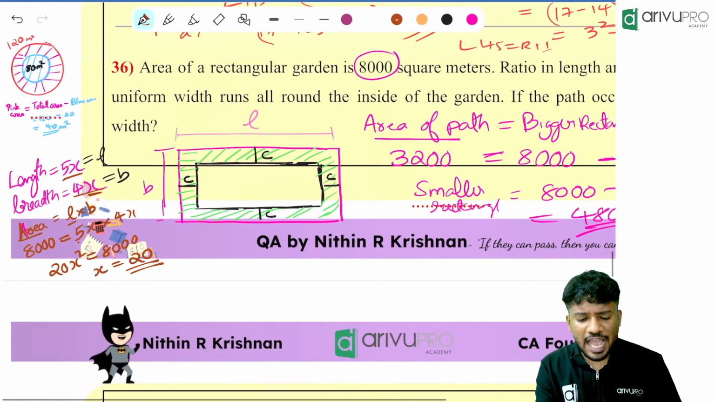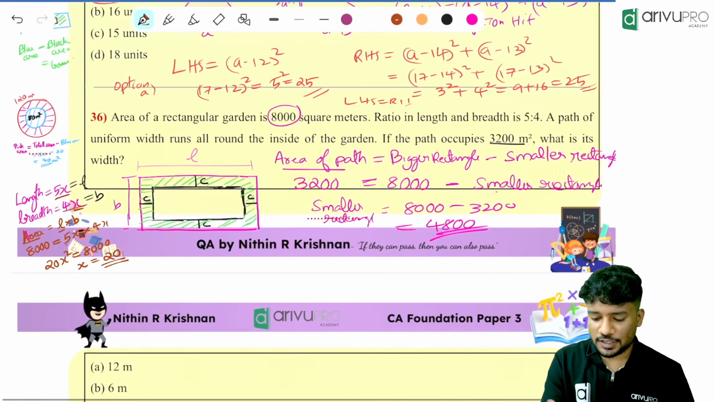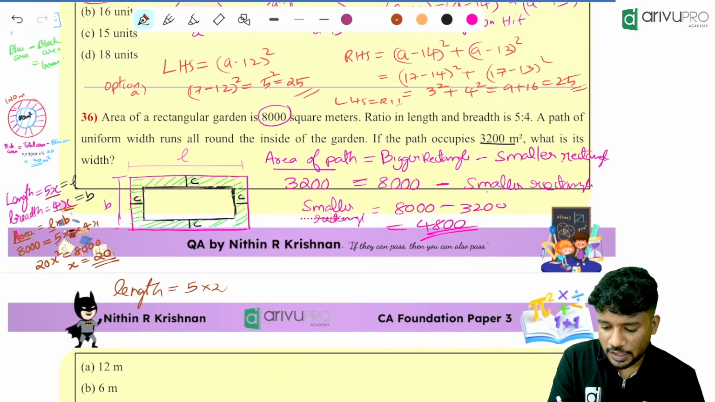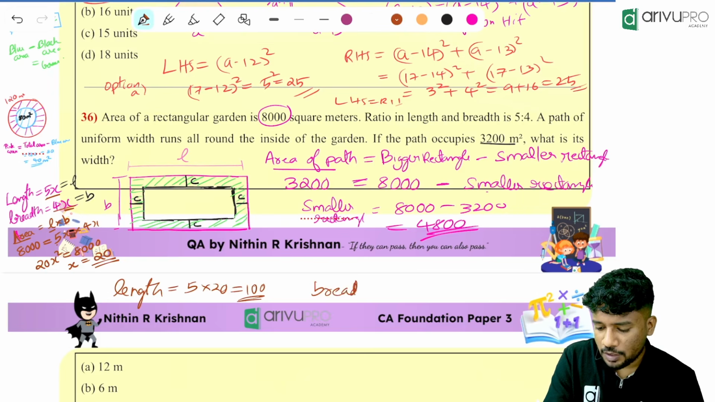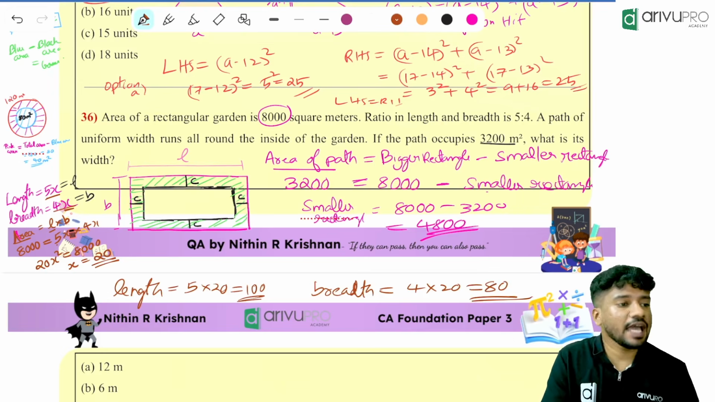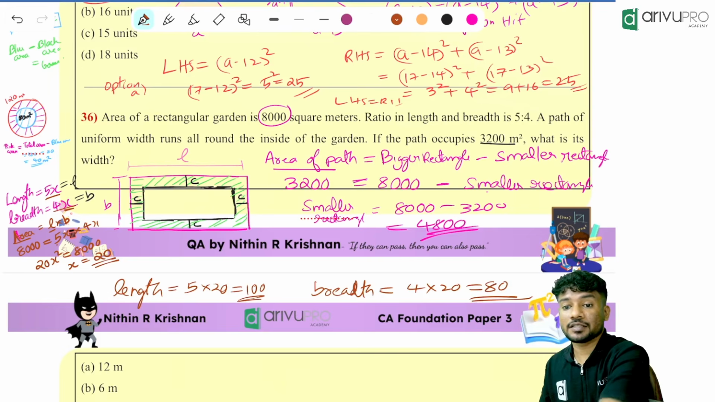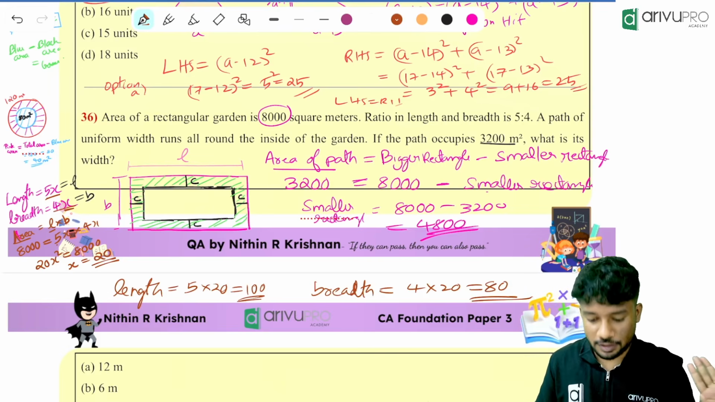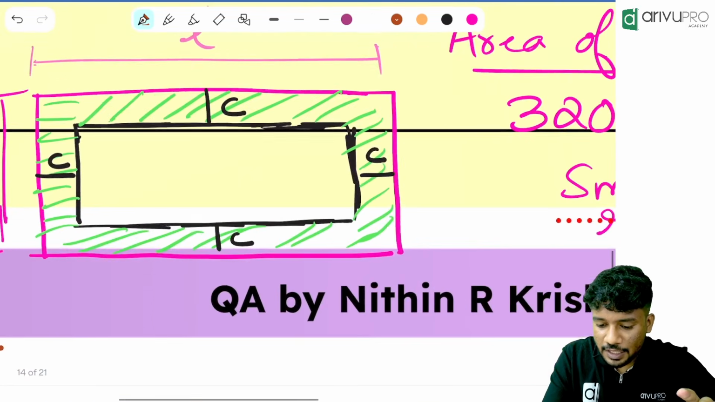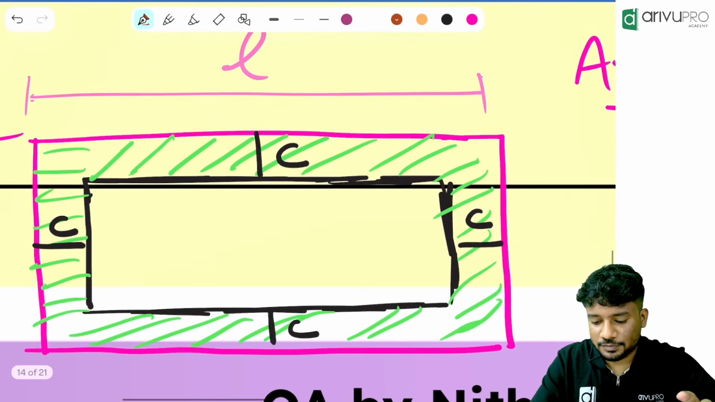Now, if the value of x is 20, then what is the length? Length is equal to 5 into 20, which is equal to 100. Then breadth is equal to 4 into 20, which is equal to 80. So we have the length and the breadth of the bigger rectangle. Now, can anyone tell me the length of the smaller rectangle?